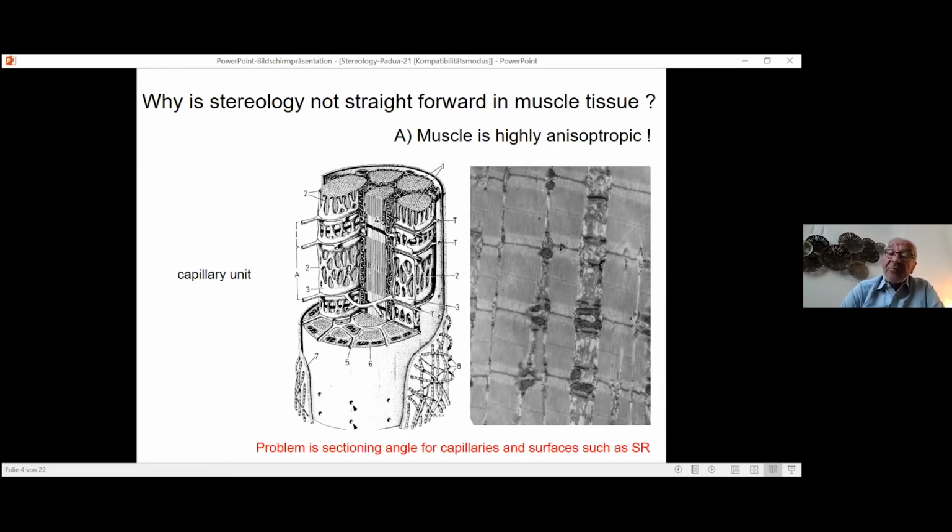Stereology is not straightforward in muscle tissue because muscle is highly anisotropic. And as I said, stereology basically assumes structures that should be measured to be isotropically oriented in space. So the problem is that you start to become dependent on the section angle of your section through the muscle tissue with regard to the structure that you want to analyze in quantity.